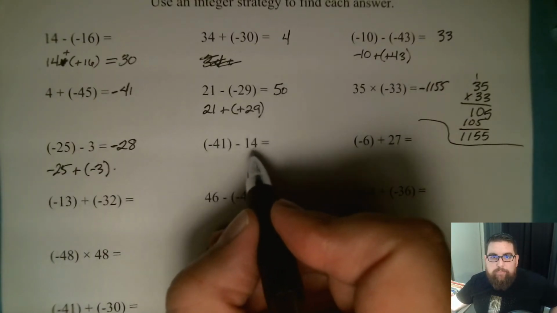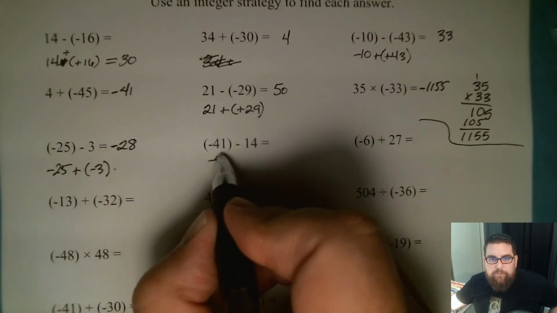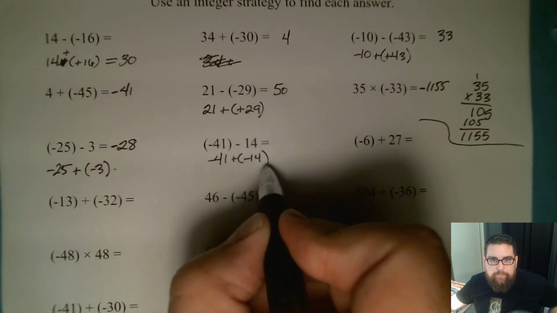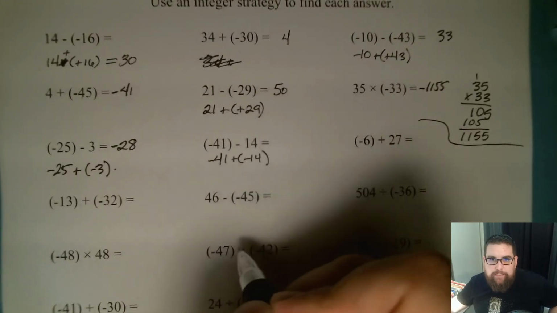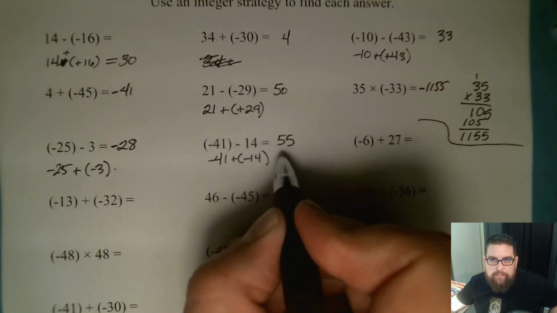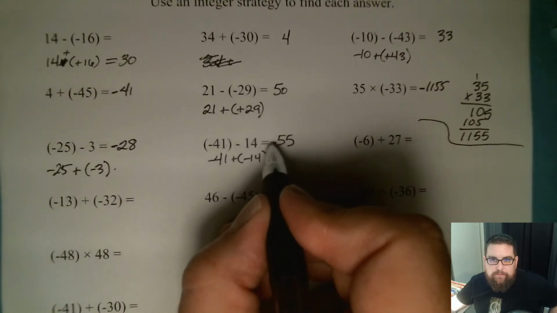All right, negative 41 minus 14 is the same idea. First of all, make it addition. So negative 41 plus negative 14. I have the same sign, so we're going to add. This becomes 55. Both signs are negative, so it's negative.